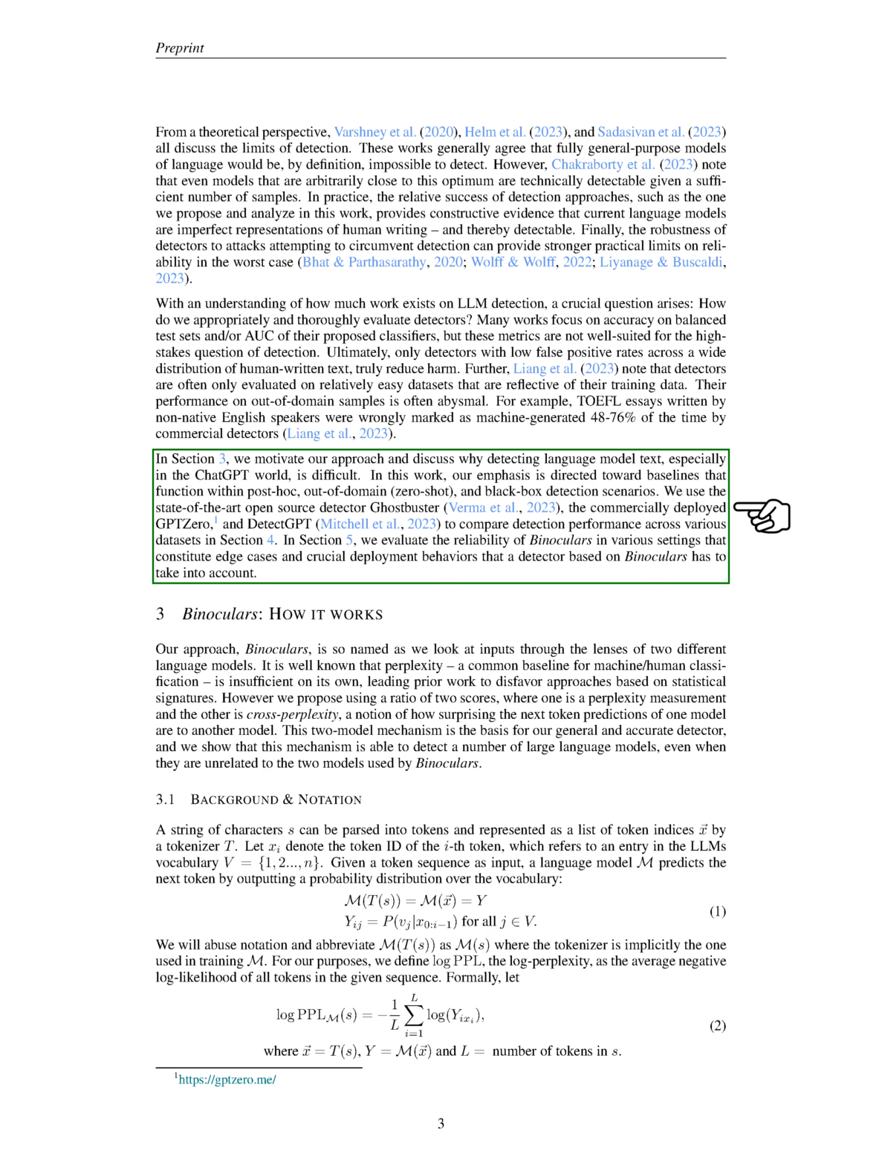In this work, we focus on baselines that function within post-hoc, out-of-domain, zero-shot, and black box detection scenarios. We compare detection performance across various datasets using the state-of-the-art open-source detector Ghostbuster, the commercially deployed GPT-Zero, and DetectGPT. We also evaluate the reliability of Binoculars in various settings that constitute edge cases and crucial deployment behaviors that a detector based on Binoculars has to take into account.